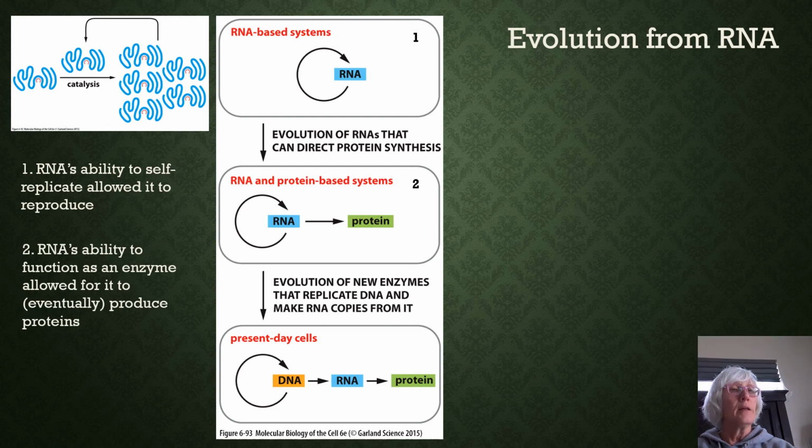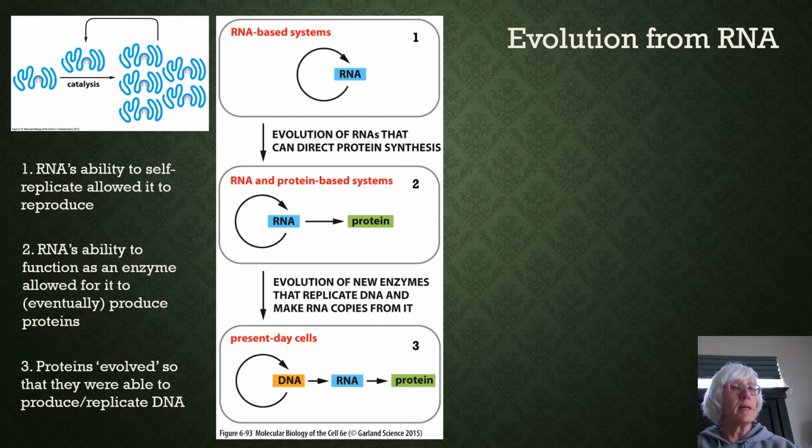RNA then was able to serve as an enzyme, so to facilitate those chemical reactions. And one of the chemical reactions was the production of proteins. So RNA was not only able to make more copies of RNA, but was also able to facilitate the assembly of amino acids to make proteins.